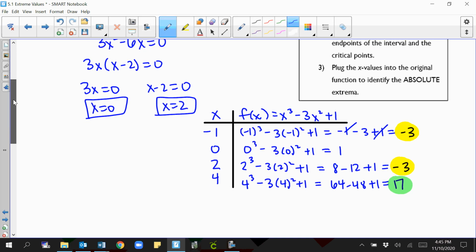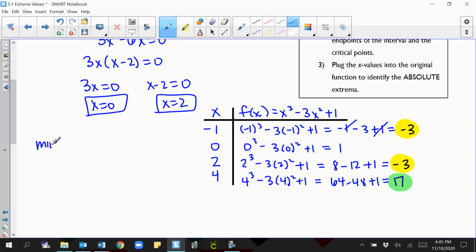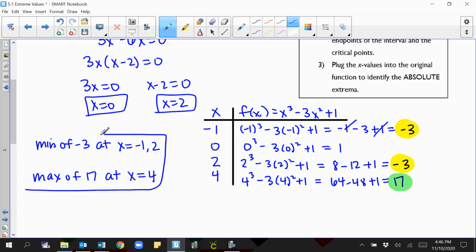So what I'm going to do is I'm going to say that the minimum of -3 happens at x is equal to -1 and 2. And my maximum of 17 happens at x is equal to 4. So there we go. Oh, and it does say right here absolute, so you could put the ABS in front for absolute. All right.